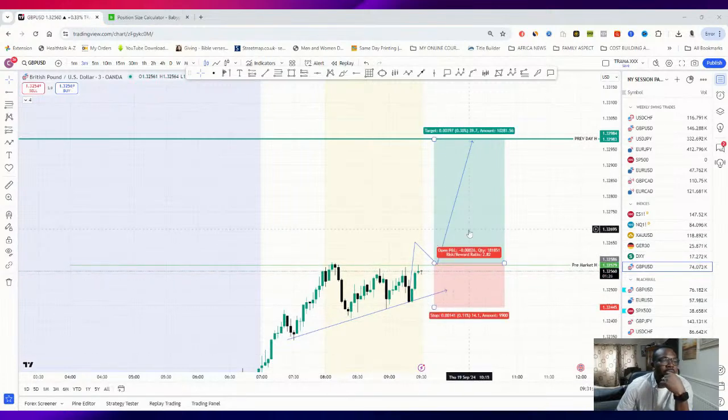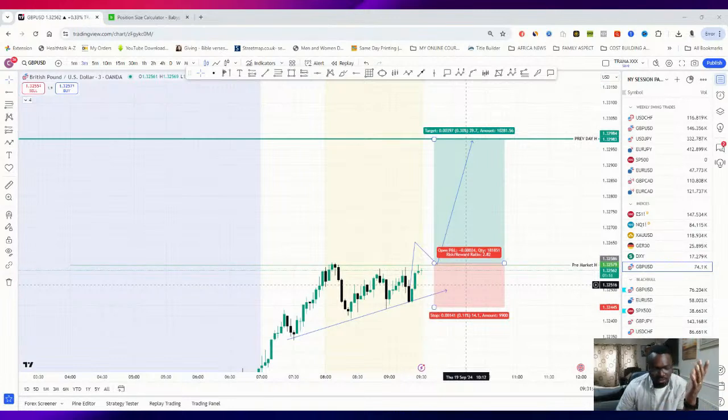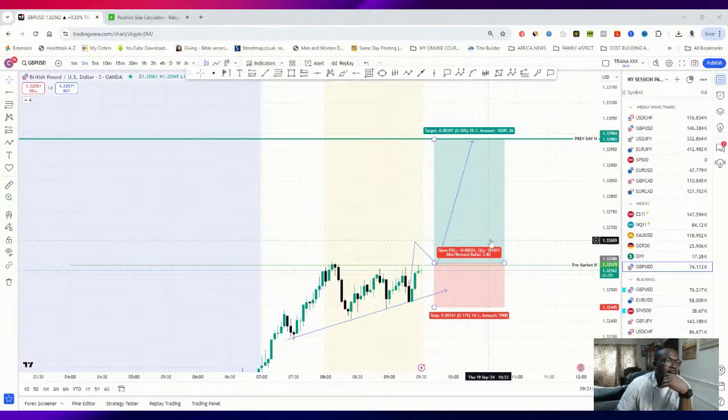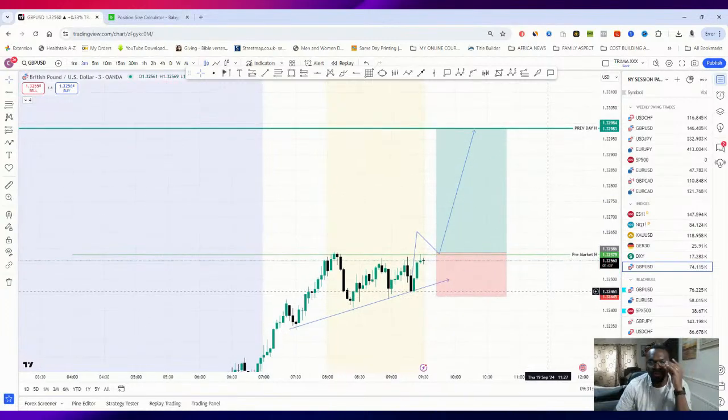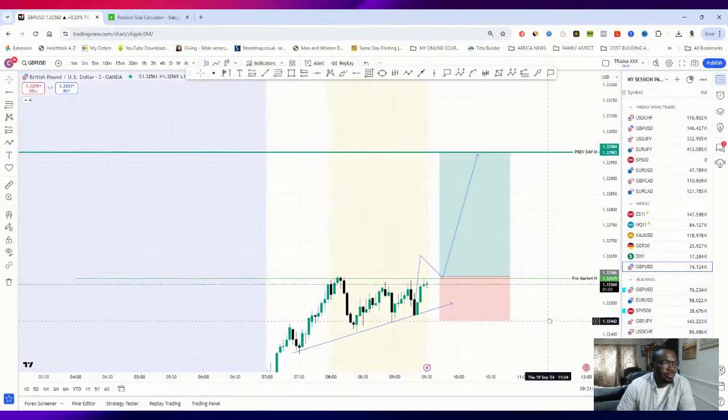We are risking 1 to 2. Now this is almost 1 to 3, 1 to 2.8. So we're risking 15 pips to make 38 pips or something like that. So it's a 1 to 2 risk to reward. It's a very simple strategy, a simple risk to reward ratio and strategy.